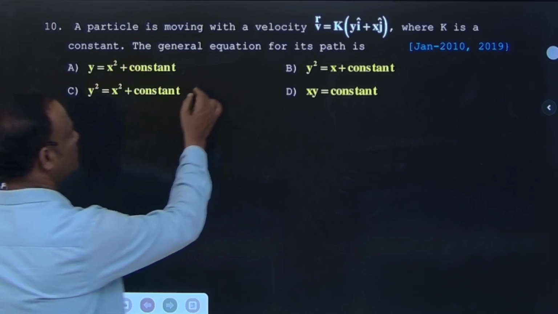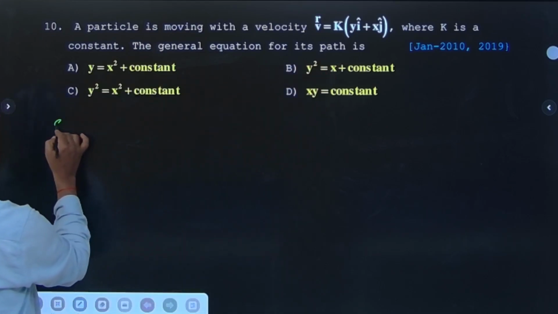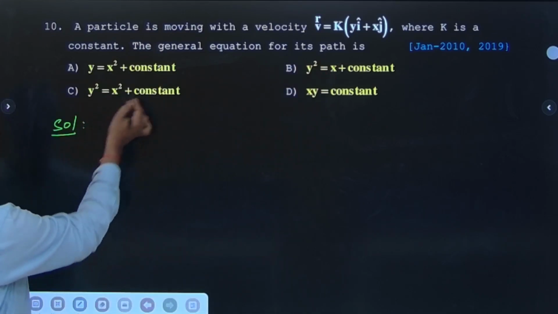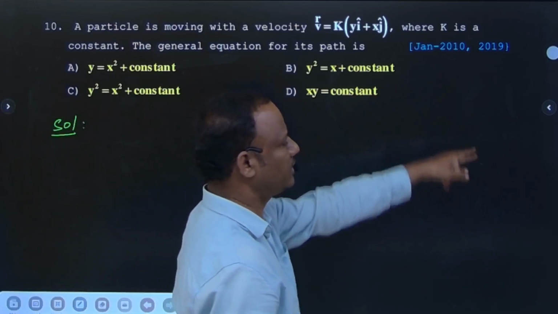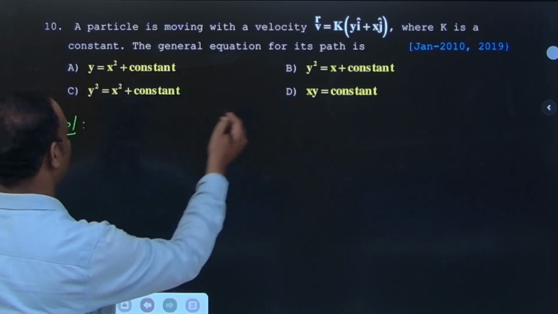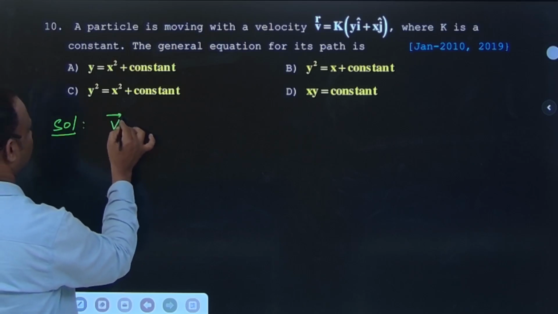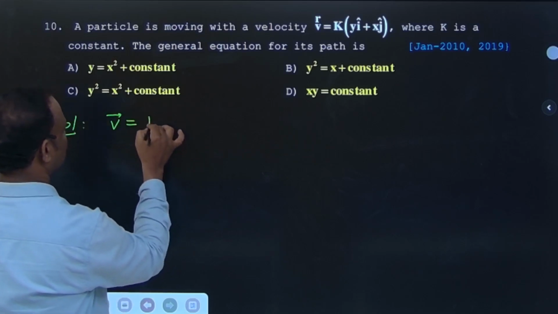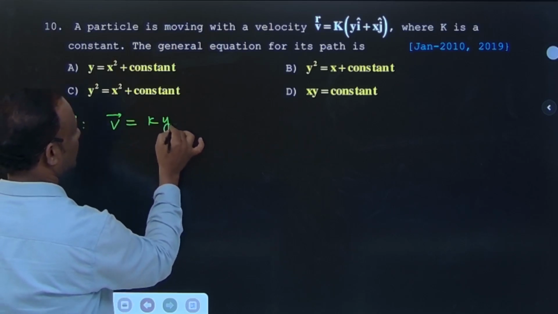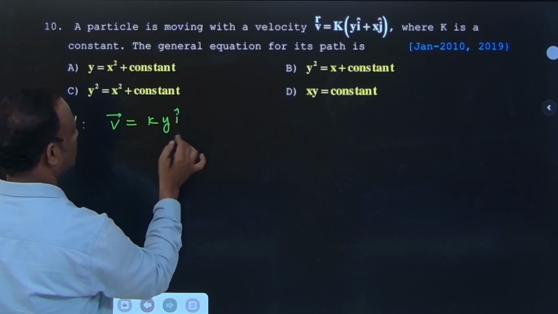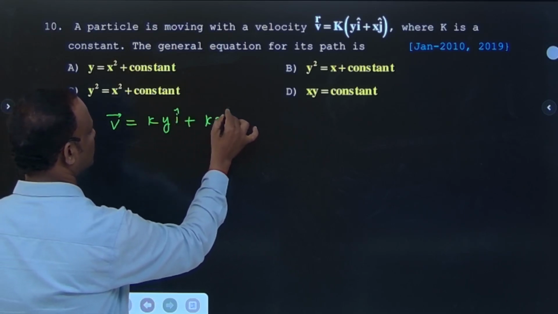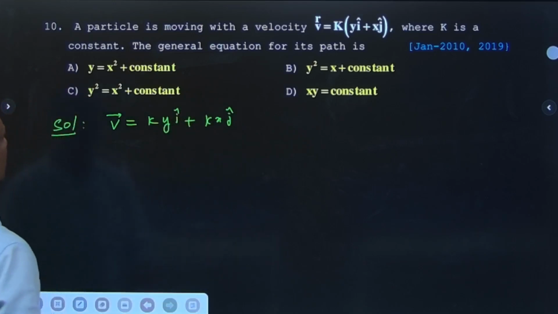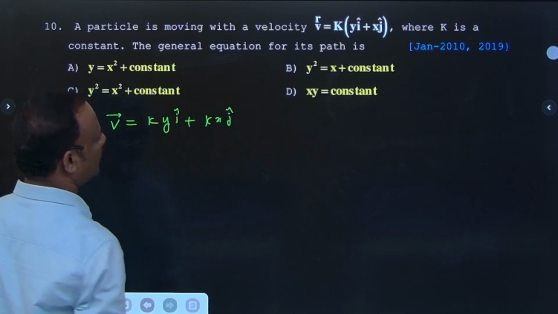A particle is moving with a velocity. According to the given options, we can check it as this, 2010 and 2019. So the velocity vector is given as v bar is equal to ky i cap plus kx j cap. Okay, let us get the relation with respect to these conditions. Then you will get the path equation.